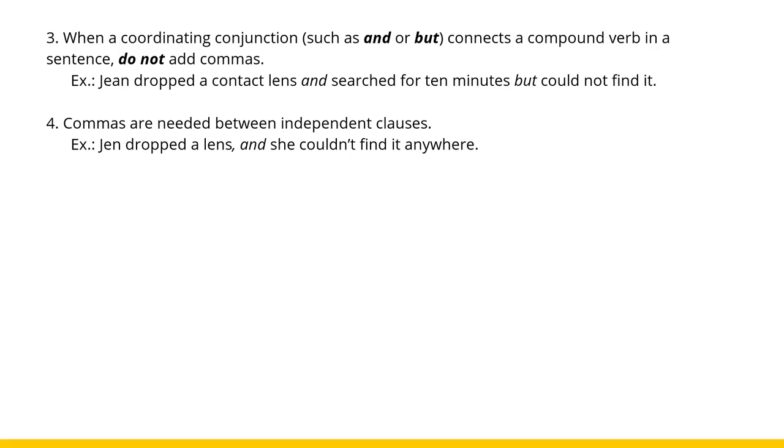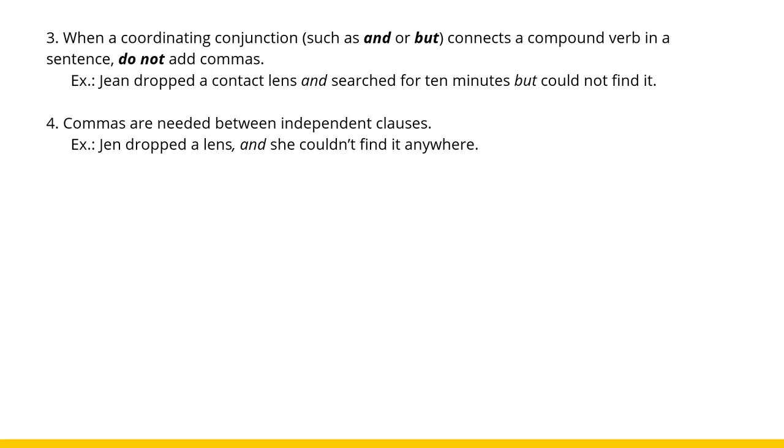So here we have an example. Jen dropped the contact lens and searched for 10 minutes but couldn't find it. So you see how we have these conjunctions, and, but, and we do not use any comma. Because here we have only verbs, like we have searched before and, we have couldn't before but. So in that case we do not need any commas because it's not a complete independent clause, and that's why I would not use commas. So just be very careful and try to remember this rule.